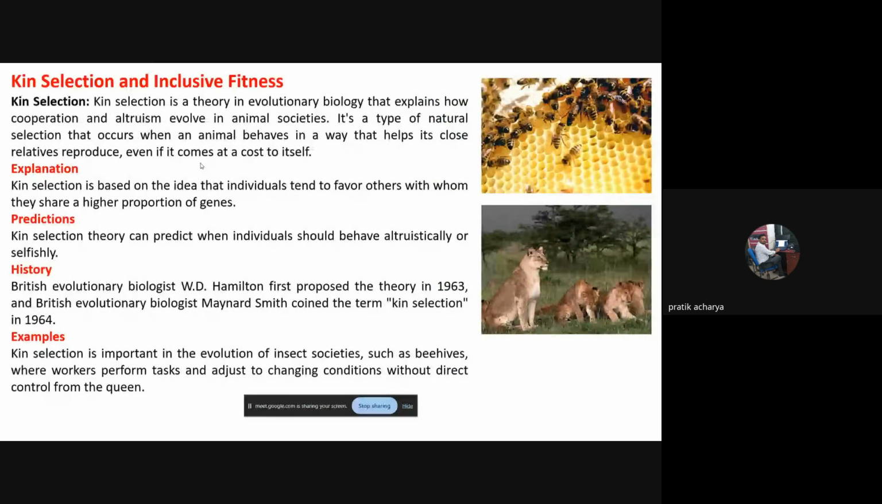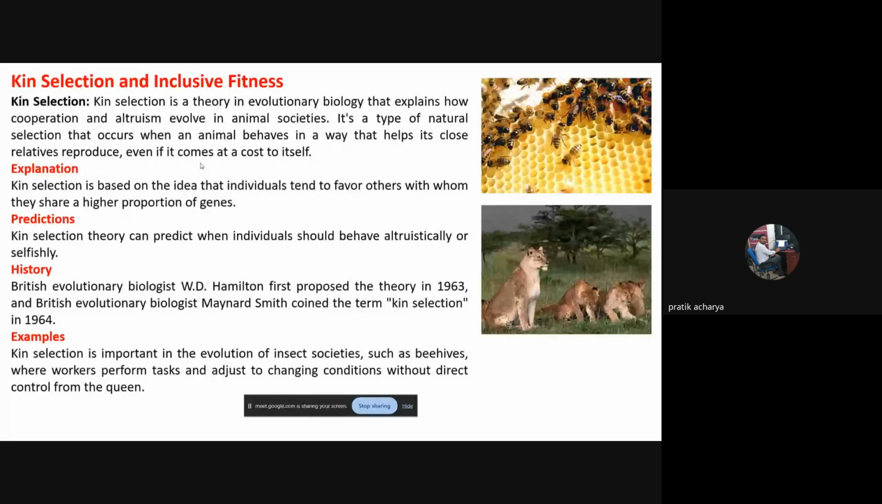So in altruism, we have to discuss kin selection. Otherwise, the altruism topic is not completed. What is kin selection? It is a theory in evolutionary biology that explains how cooperation and altruism evolve in animal societies. So cooperation and altruism together form kin selection.